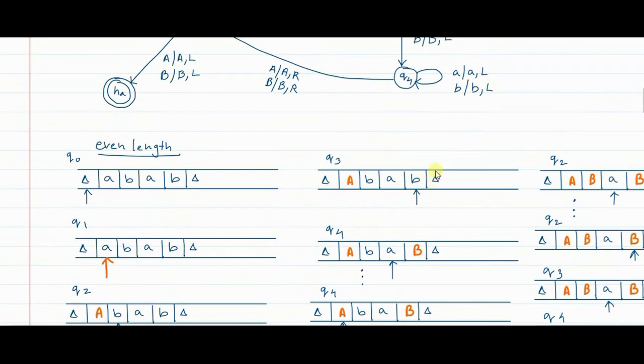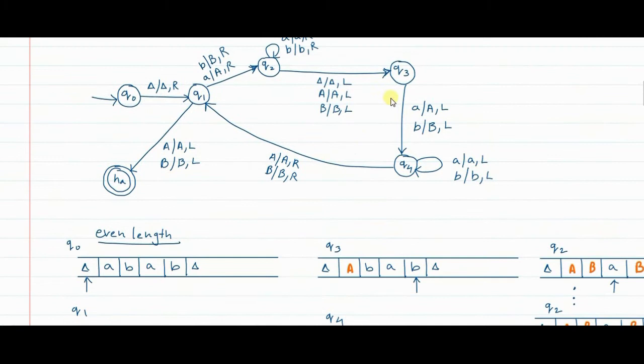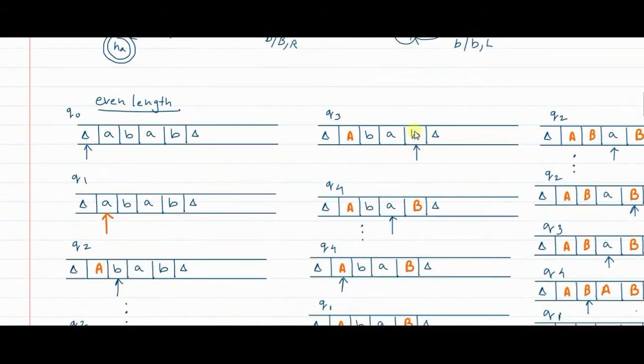Delta was replaced with itself, pointer moved to the left, we went to Q3 state. So where are we? We are in Q3 state. Now in Q3 state, we know that we are pointing to the last element. If it is small b, it is replaced with capital B and the pointer moves one place to the right, and from Q3 we go to Q4 state.